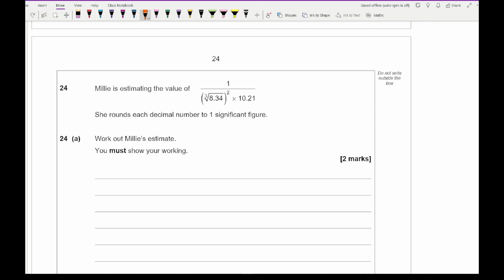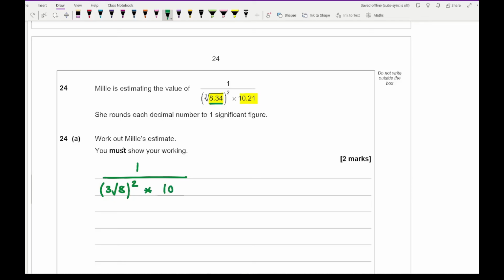So what we need to do is round the numbers to 1 significant figure. What we've got is 1 over, and then we've got the cube root. If we round this number to 1 sig fig, that's going to be rounded to the nearest unit. So that's going to be 8, squared, times 10.